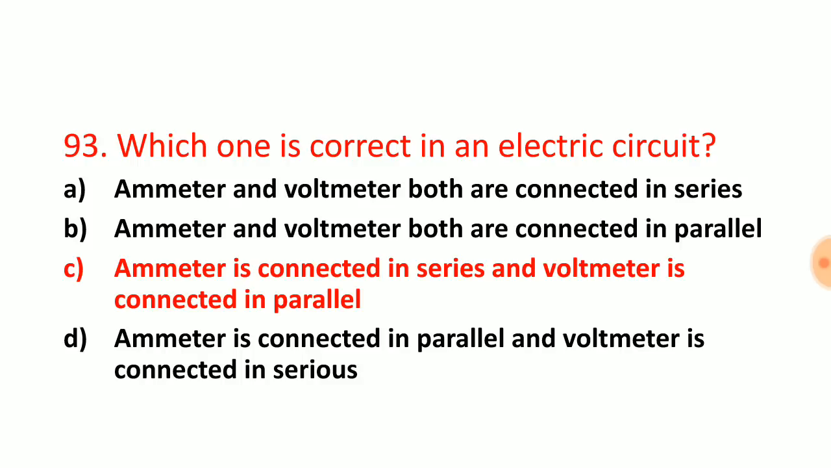Sorry. Ammeter is always connected in series. Voltmeter is always connected in parallel. Ammeter has very low resistance. Because of that, it is connected in series. Voltmeter has very high resistance. Because of that, it is connected in parallel.